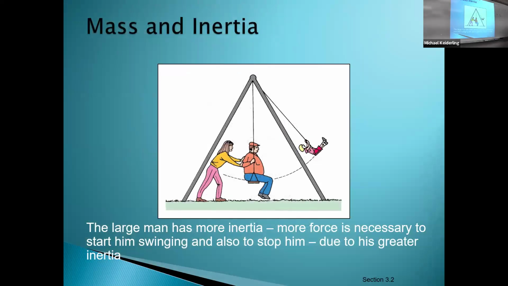So here's an example. The large van will have more inertia than the small child. So it takes more force to get the large van swinging, and it will take more force to bring the large van to a stop. This is partially why when you were a kid, you could do all kinds of dumb things and bounce off of things and fall down and stuff. And as you get older and physically larger, it takes more force to bring you to a stop, so you're more likely to injure yourself. There are other factors there, but it is one factor.